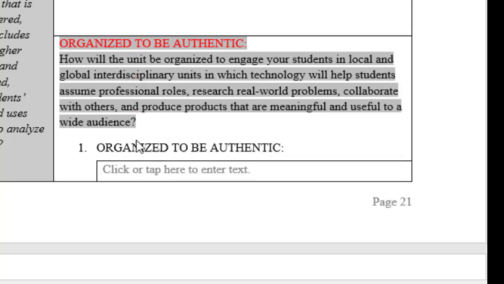And how are you going to organize it to be authentic? How are you going to engage your students in local and global interdisciplinary units where technology will help students assume professional roles, research real-world problems, collaborate with others, and produce products that are meaningful and useful? In this case, you're going to have interdisciplinary people working together. That means if you have people in two different kinds of the medical field, like physical therapy and radiology, that you're going to find some way that those two groups can work together so that they can share with one another their knowledge and they can learn from one another.